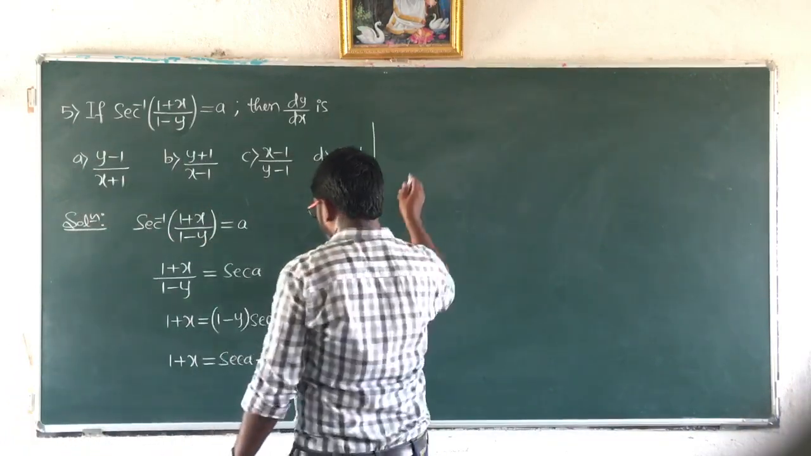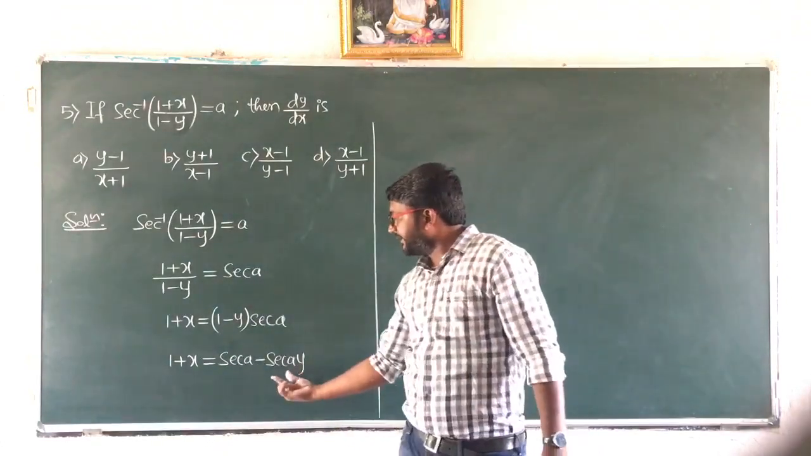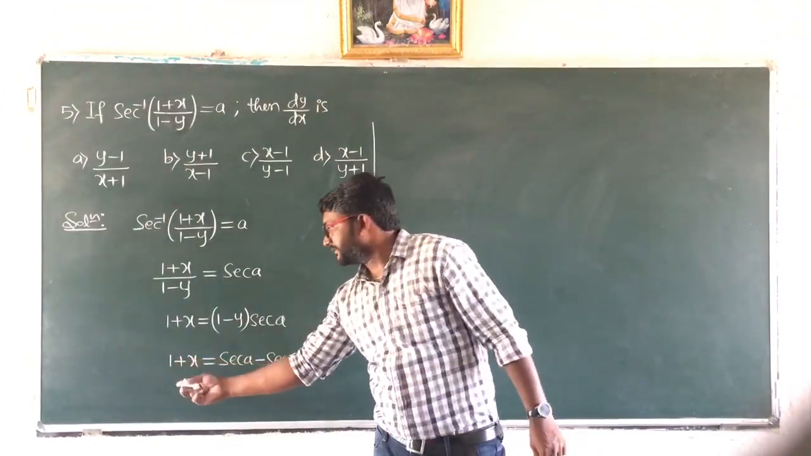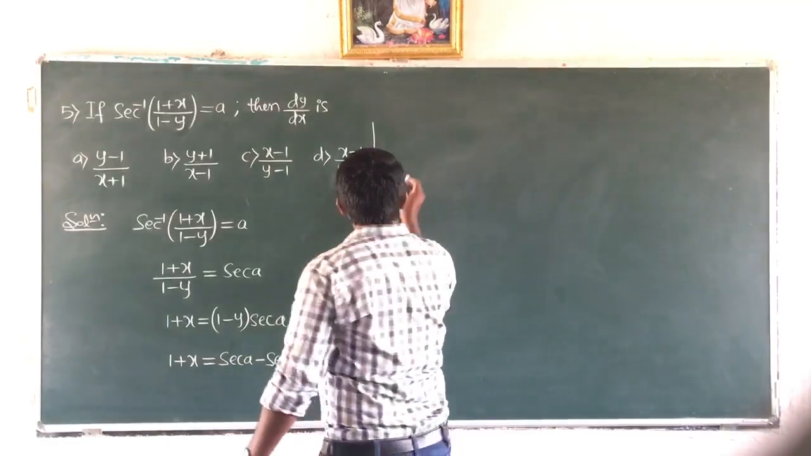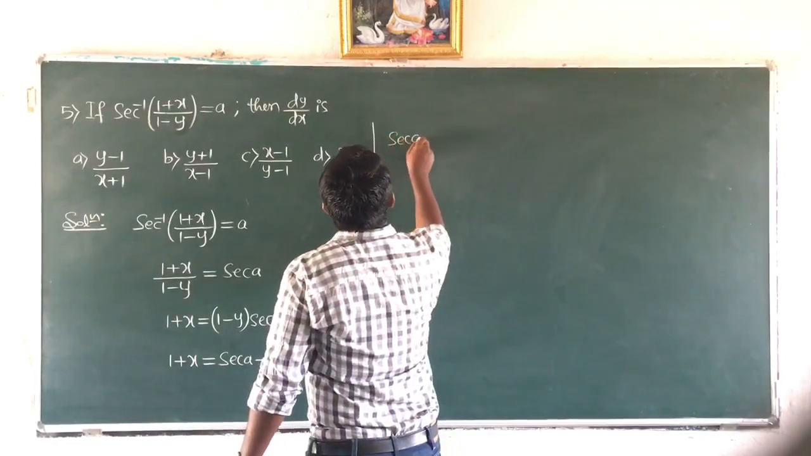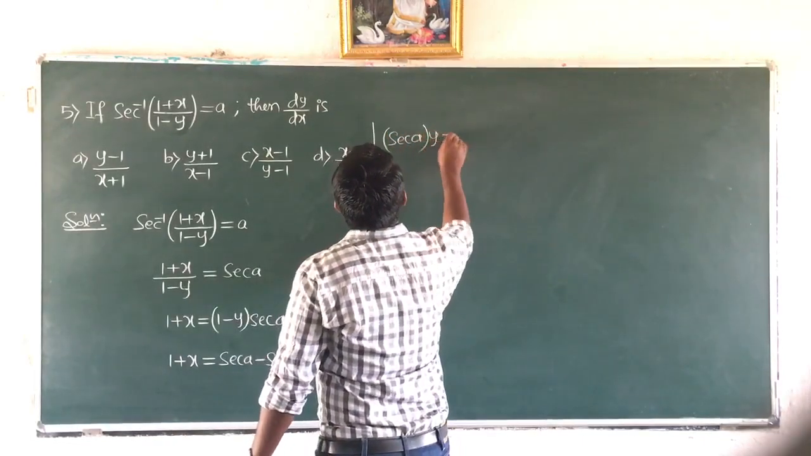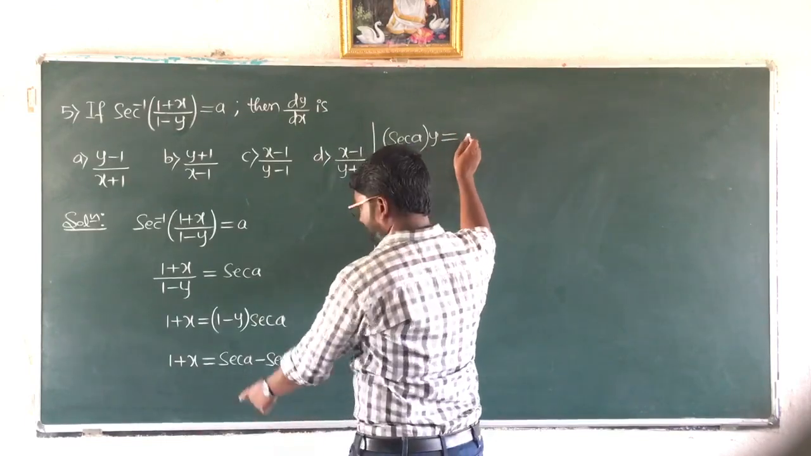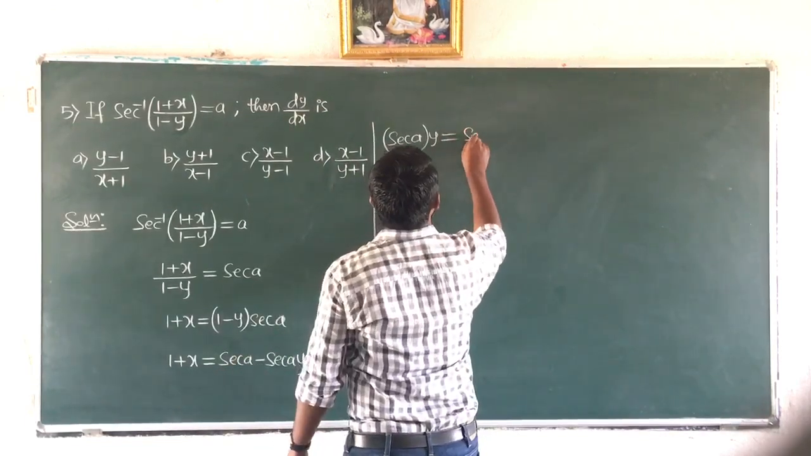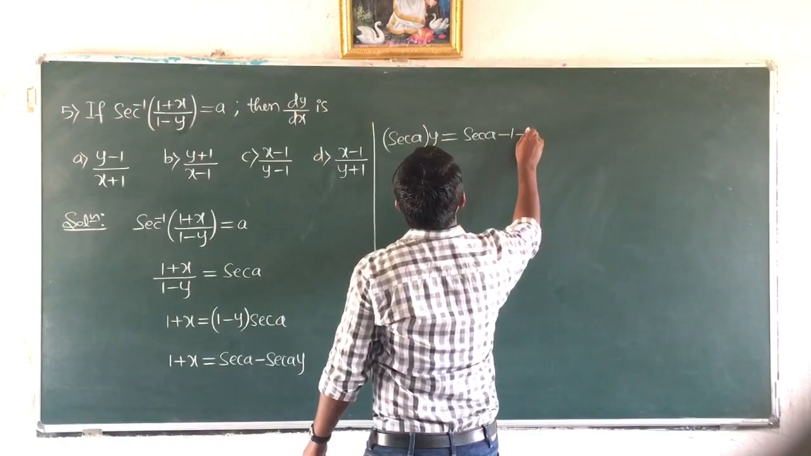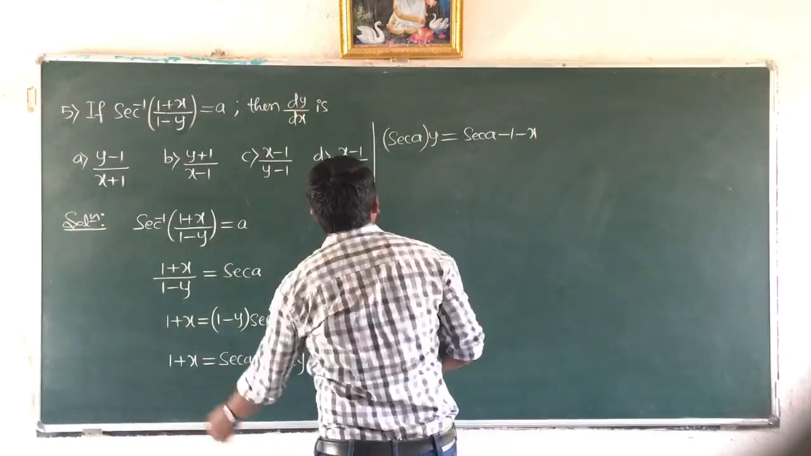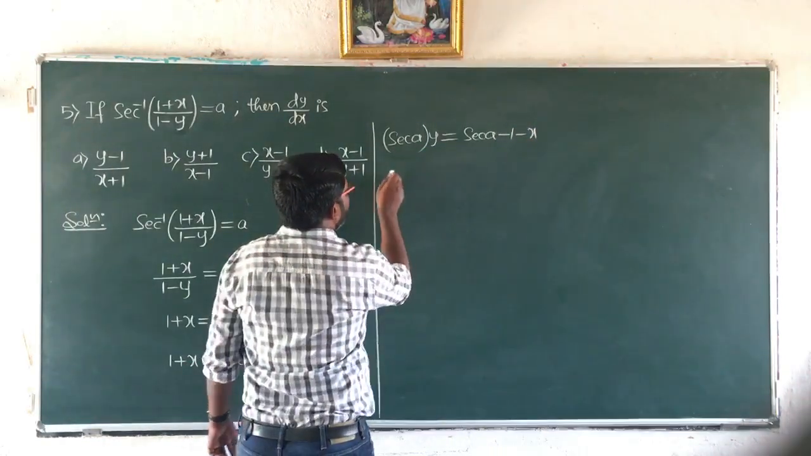So now see here. Now I take secant a into y to the LHS and these two terms to the RHS. So we get secant a into y, which is equal to, now I write this as it is now, secant a minus 1 minus x. Then now see here, now differentiate with respect to x.